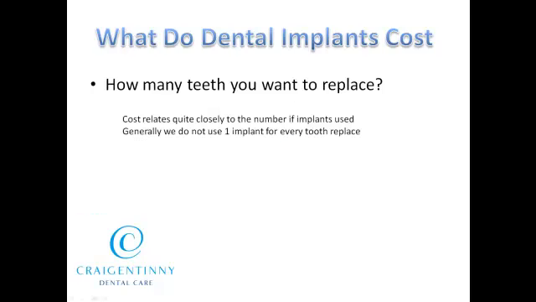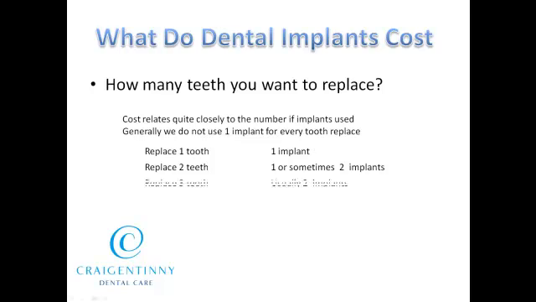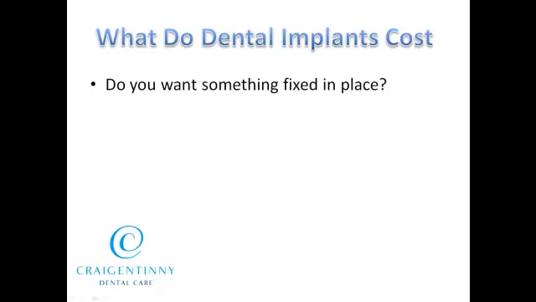So first of all, looking at how many teeth you want to replace. The cost of dental implant treatment relates quite closely to the number of implants used. Generally, we don't use one implant for every single tooth that we replace. It works a bit like this. If we're replacing one tooth, yep, we do need one implant. But for two teeth, quite often one implant will suffice. Occasionally, depending on your bite and a few other factors, we do sometimes need two implants. But if we're replacing three teeth, usually two implants alone will do the job. Interestingly though, if we're replacing all of your top or bottom teeth, usually 4 to 6 implants will do the job.